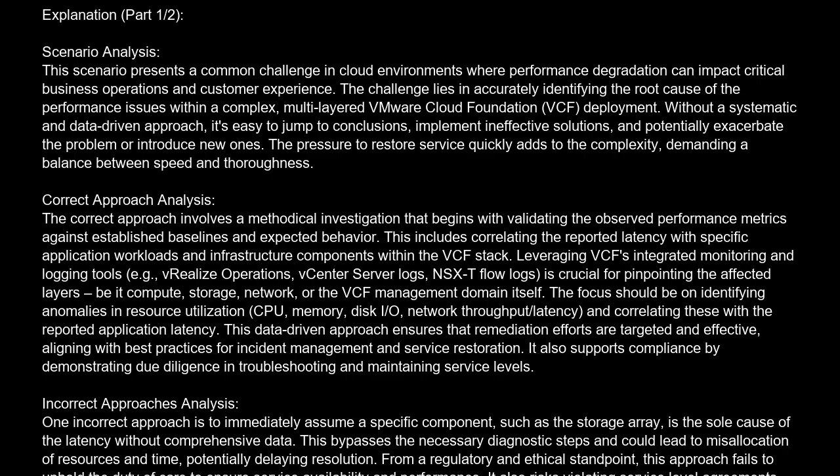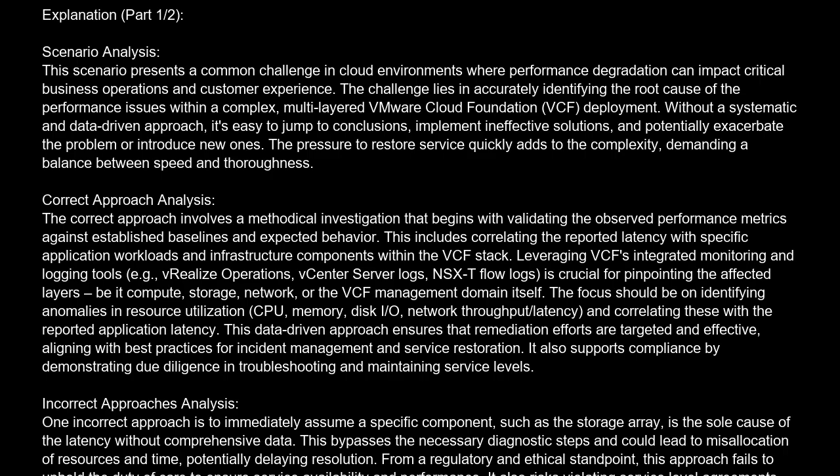Correct approach analysis. The correct approach involves a methodical investigation that begins with validating the observed performance metrics against established baselines and expected behavior. This includes correlating the reported latency with specific application workloads and infrastructure components within the VCF stack. Leveraging VCF's integrated monitoring and logging tools, e.g., vRealize Operations, vCenter Server logs, and NSX-T flow logs, is crucial for pinpointing the affected layers, be it compute, storage, network, or the VCF management domain itself.